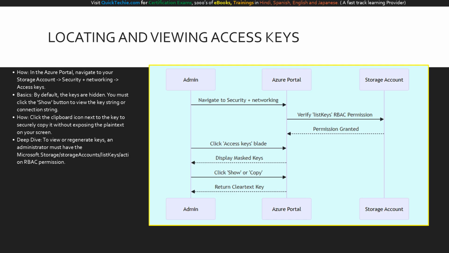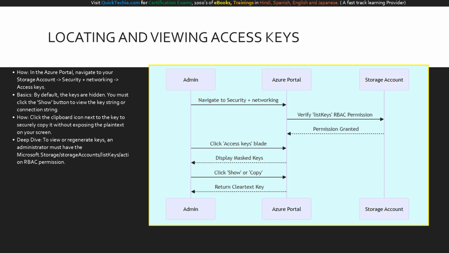Diving deeper into permissions, not just any user can see the screen. An administrator must be explicitly granted the list keys action permission in Azure RBAC, typically included in the owner or storage account contributor roles, to view or regenerate these access keys.